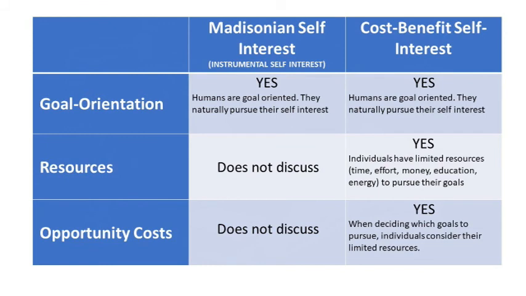Why is this conception of self-interest, the cost-benefit conception of self-interest, important for understanding politics? Because it suggests that in choosing whether to act or not, to participate in politics in particular, individuals will consider the costs of going after what they want, including opportunity costs, in relation to the benefit they will receive from investing their resources.